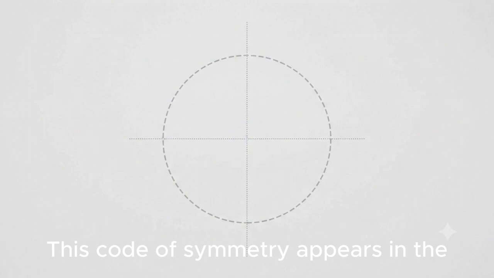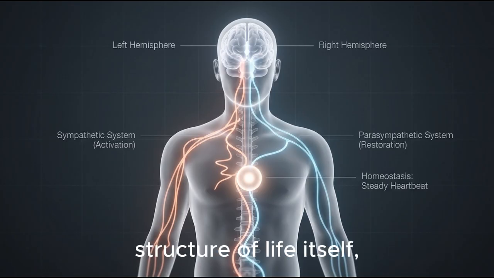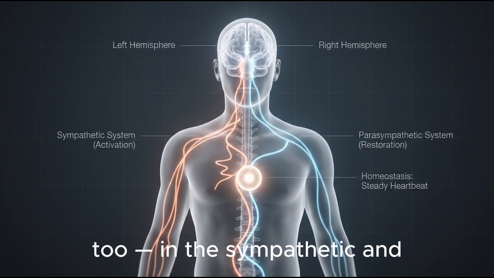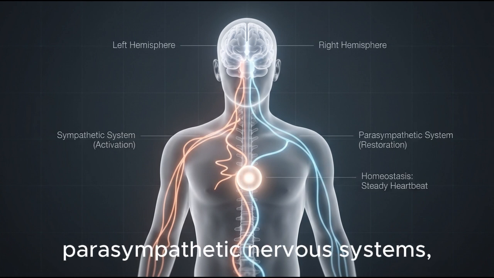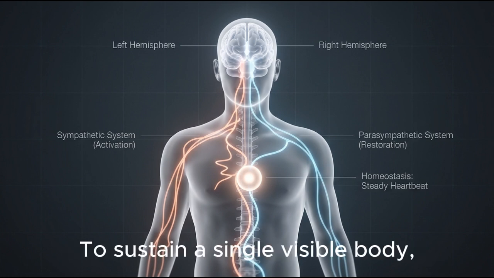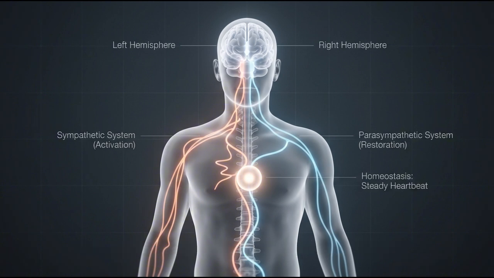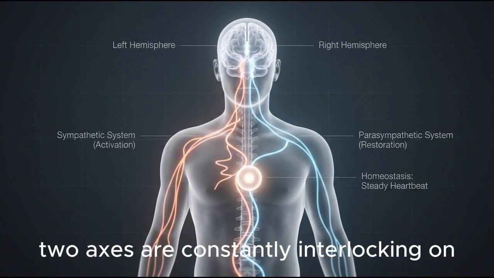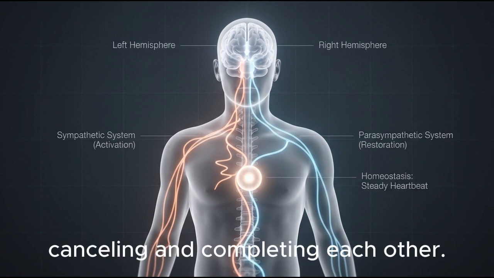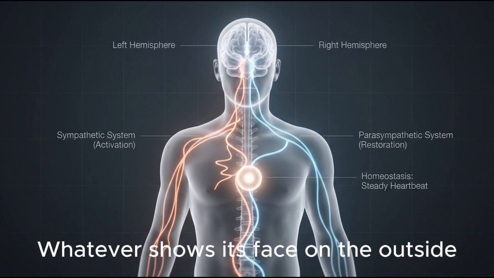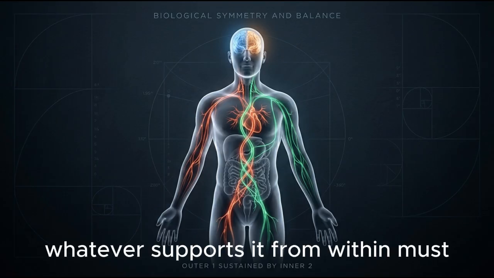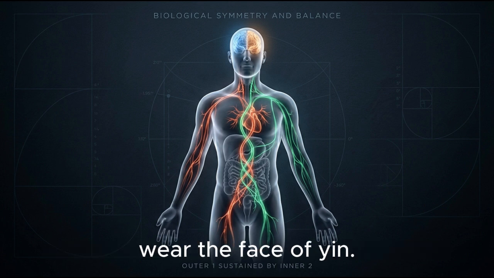This code of symmetry appears in the structure of life itself, too, in the sympathetic and parasympathetic nervous systems, in the left and right brain. To sustain a single visible body, a single unified awareness, 2 axes are constantly interlocking on the inside, paired together, canceling and completing each other. Whatever shows its face on the outside is yang, whatever supports it from within must wear the face of yin.